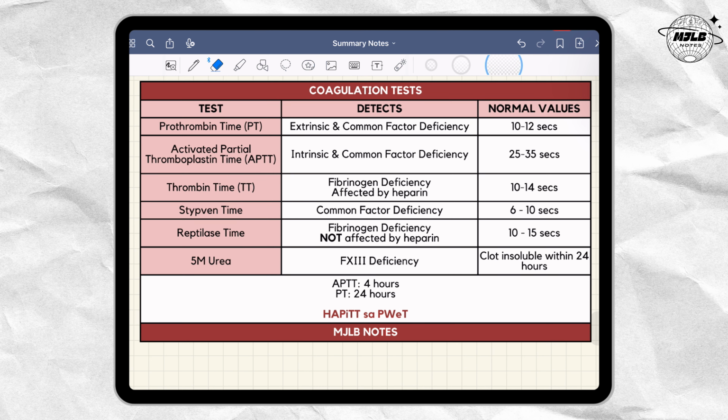Hi guys, so today I'll be sharing with you how you can memorize the different coagulation tests, kung ano yung mga deficiencies na dinidetect nila, and also the normal values. So the first one is your prothrombin time or your PT.